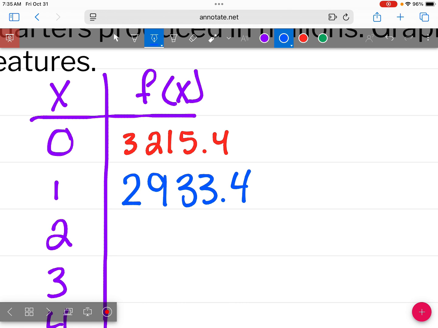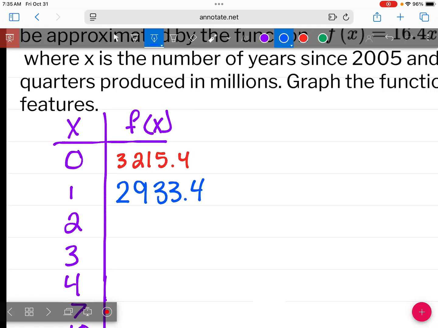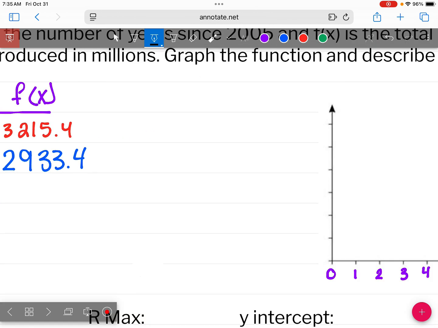$2,933.4. So we can already see that these numbers are going to be really big. So I definitely do not want to count my y's here by 1s. I probably don't even want to count by hundreds. I might just want to count by thousands. So I already see that we are at 3,000 and 2,900. So I know for a fact I'm going to have some big numbers here.